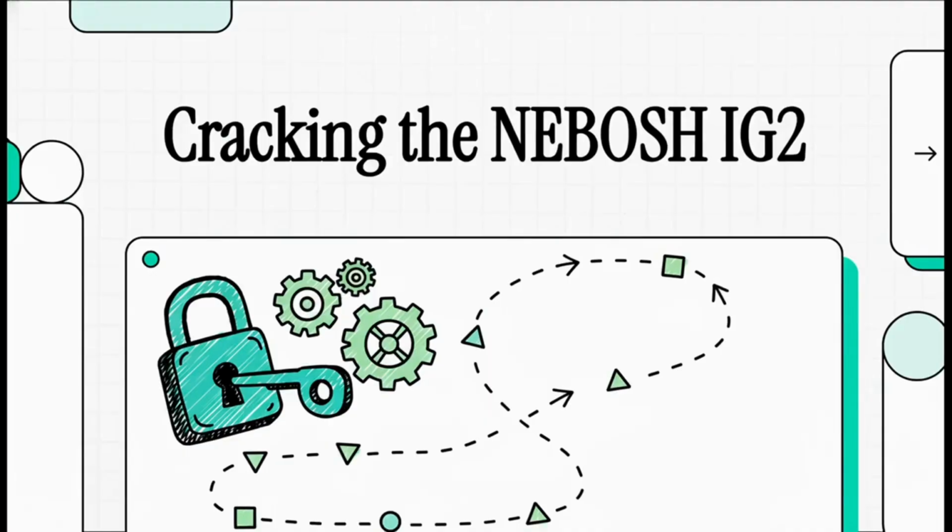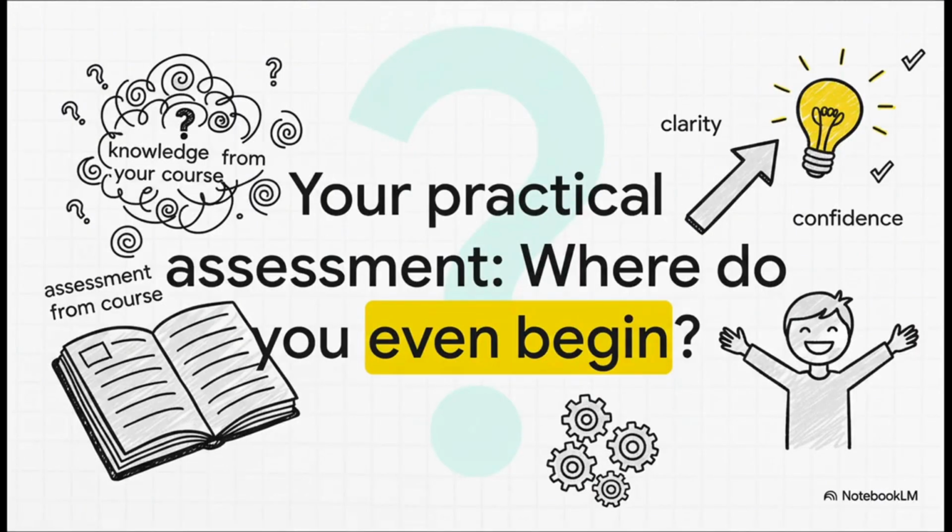So you're staring at that blank NEBOSH IG2 form, and it probably feels like you're about to climb a mountain, right? But what if I told you it's actually just a series of small, simple steps? In this explainer, we're going to break it all down and give you the map to get to the top with confidence. Yeah, looking at this assessment for the first time, it can feel a little overwhelming.